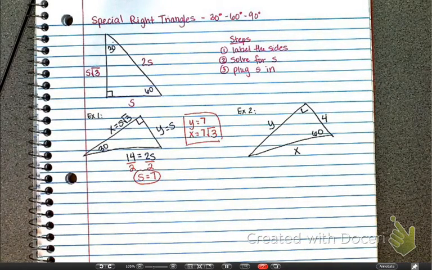Everyone always says this one's easier, but they're exactly the same. And I think the 30, 60, 90 seem easier because we do them second, and so it's just another day of the process. But I promise, they end up both being the same.